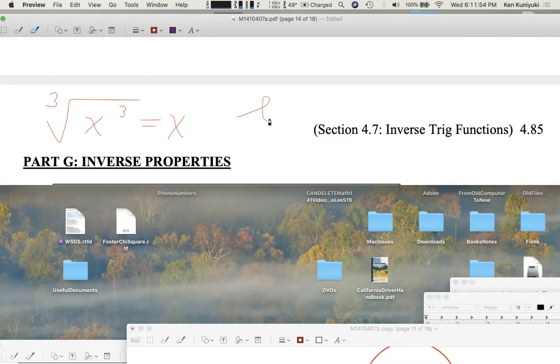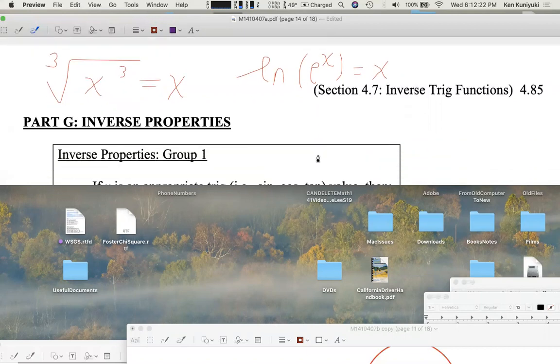What about ln of e to the x? We see here an exponential function rule. We see here a log function. We have here a pair of inverse functions. This simplifies to x by an inverse property. And this is true for all real values of x. So under what circumstances will these be true?